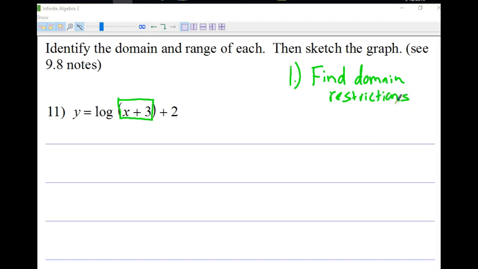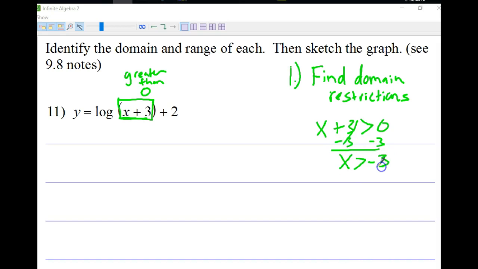As I've already told you, this piece here has to be greater than 0, on the last problem, right? We said that. So that means that x plus 3 has to be greater than 0. If I solve that for x, I end up with the fact that x needs to be greater than negative 3. What that tells me is my next thing I need to do. That tells me where my vertical asymptote is.